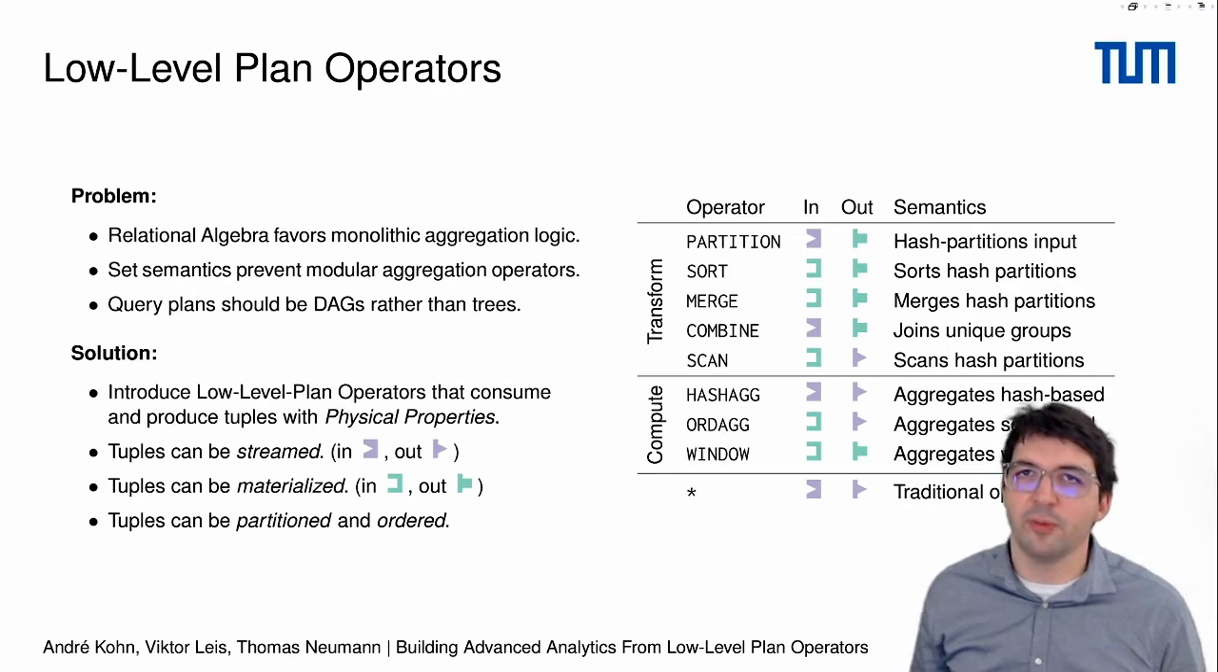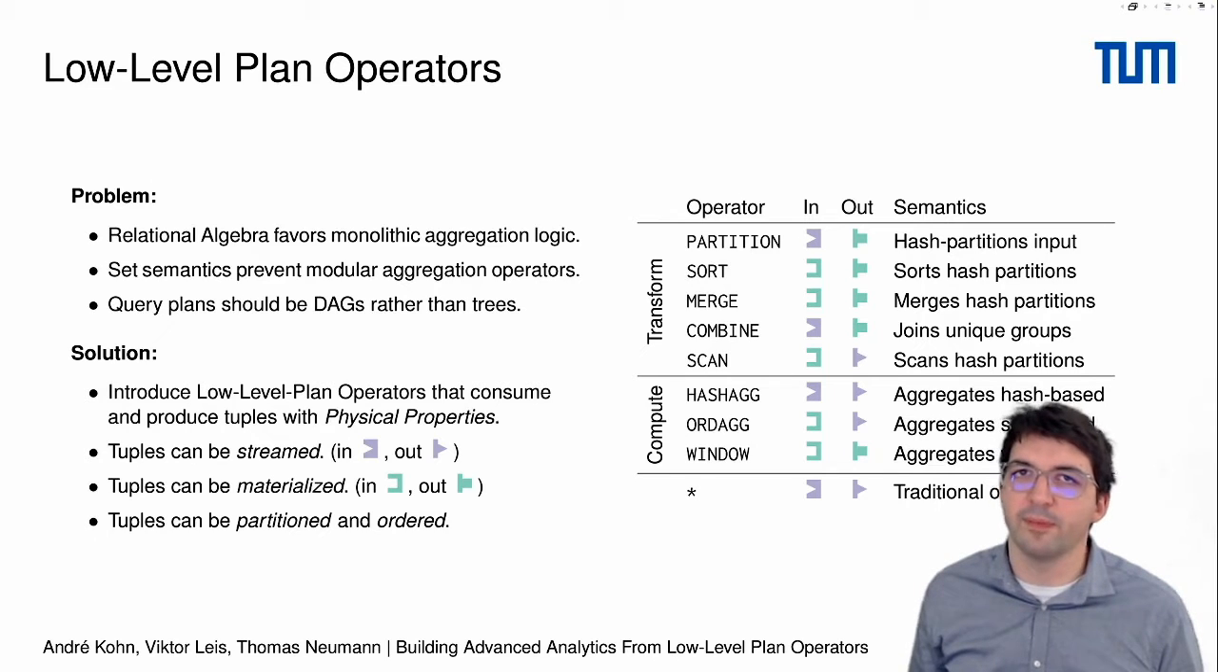More precisely, we propose to extend the traditional relational algebra plans with the concept of physical result properties. These physical properties specify whether an operator result is materialized or not, and whether it is partitioned or sorted. With these few properties, we can split group by operators just enough into 8 slightly smaller building blocks that still preserve the flexibility of logical relational algebra operators, but can be optimized and composed in a more streamlined way. These low-level plan operators are shown in the table on the right and consist of 5 transforming operators and 3 computing operators.